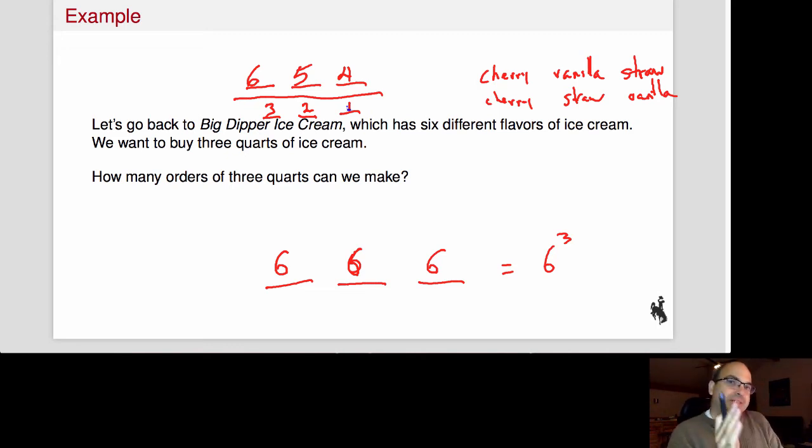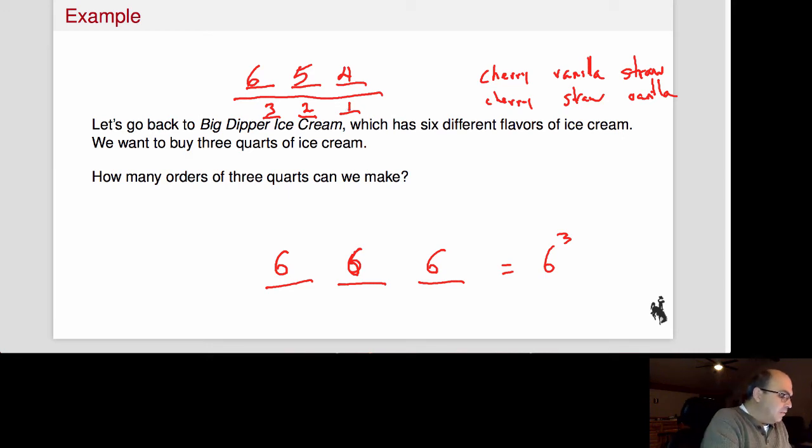Interesting, right? So it actually makes a difference as to whether I want to count repetitions, right? Same flavor multiple times. Does that count or not? And also, should I count orderings, right? Do I care about the orderings or not? Both of those need to be considered.